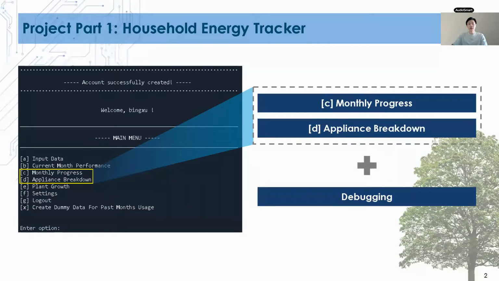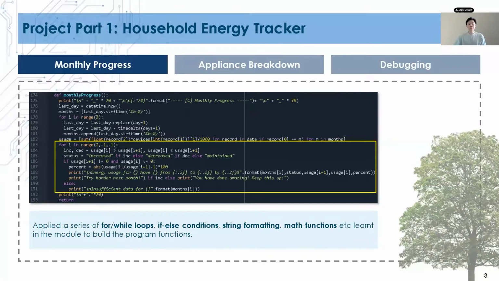My group created a household energy tracker for project part 1 and I focused mainly on the monthly progress and appliance breakdown functions before conducting debugging. Our program involves lots of user interaction to collect and consolidate their data before relaying insightful outputs. Hence, I applied a series of for or while loops, if-else conditions, string formatting, and math functions, etc. that have been taught in the module in order to handle the complex program function requirements.